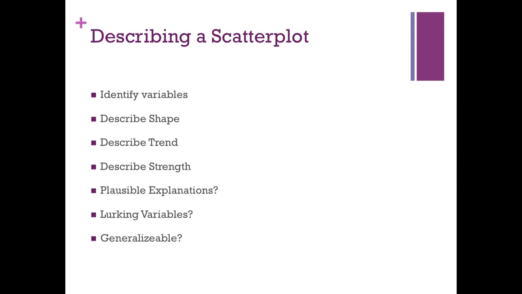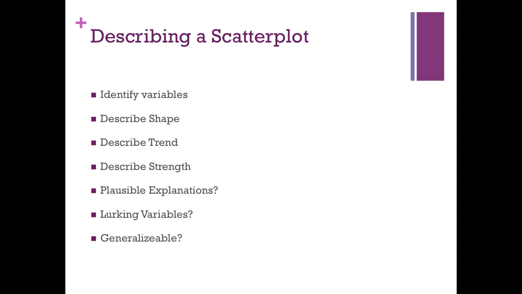The next piece is the trend. The trend talks about whether there's a positive relationship or a negative relationship. So as you move to the right, is the data going up, which would be a positive relationship, or is it going down, which would be a negative relationship? One of the most important parts of a scatterplot is the strength of the scatterplot. You want to describe whether the relationship appears to be a strong relationship or a weak relationship.